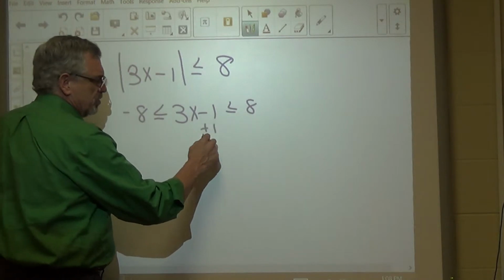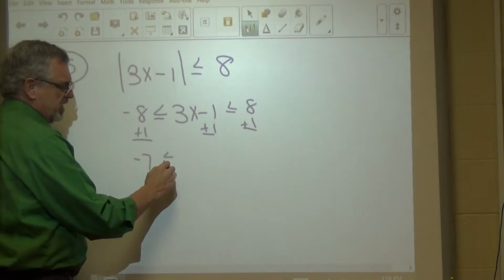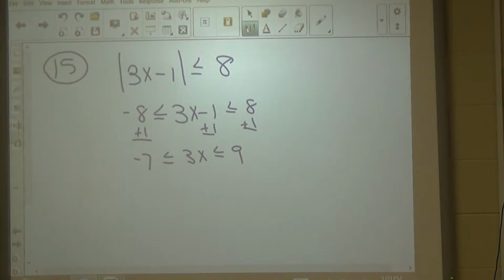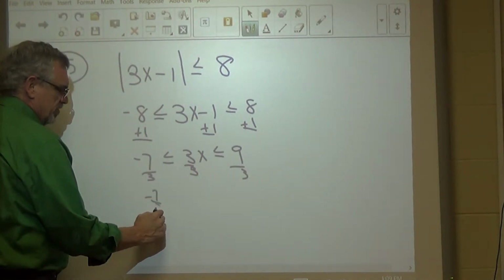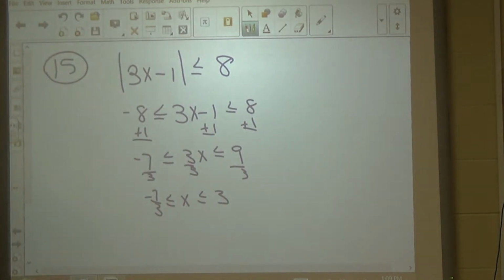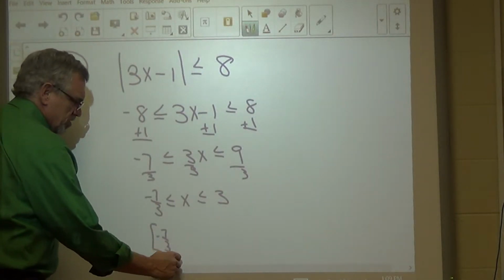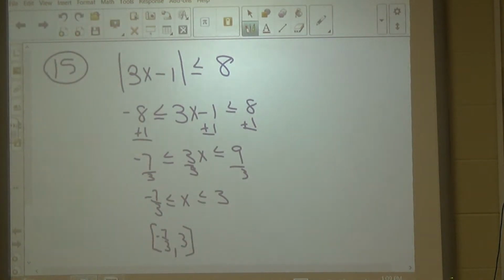So let's add 1 to both sides, and I have to do that 3 different times. That gives me negative 7 is less than or equal to 3x is less than or equal to 9. It's multiplied by 3, so what are you going to do? Divide by 3. So I got negative 7/3 is less than or equal to x is less than or equal to 3. Now he says write your answer in interval notation. So it would be brackets, negative 7/3, comma, 3, and close it with brackets. That's just every number in between there.